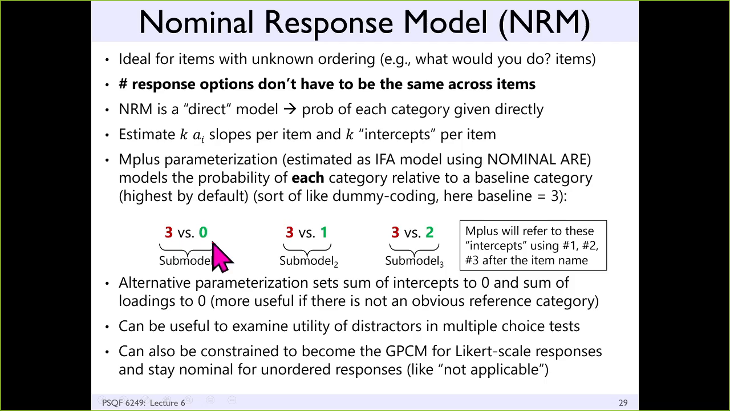The way they work is like you're dummy coding your outcome variable. So the submodels that you're creating here ask you to denote a reference category. In M+, for instance, it's the highest reference. And then each of the submodels gives you the conditional probability, like if you picked 3 or 0, what's the probability you picked 0? And if you picked 3 or 1, what's the probability you picked 1? There's another parameterization of this model that I think is less intuitive that makes everything sum to 0.